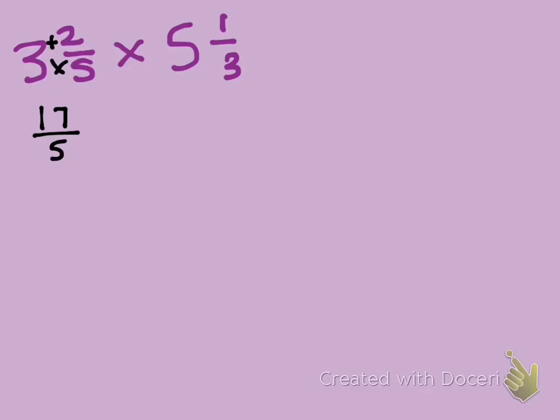Now I'm going to do the same thing to 5 1/3. So we're going to multiply the denominator by the whole number. That's 15. Add the 1, and we get 16 over the same denominator of 3. Now we can just multiply straight across. So we'll take 17 times 16.